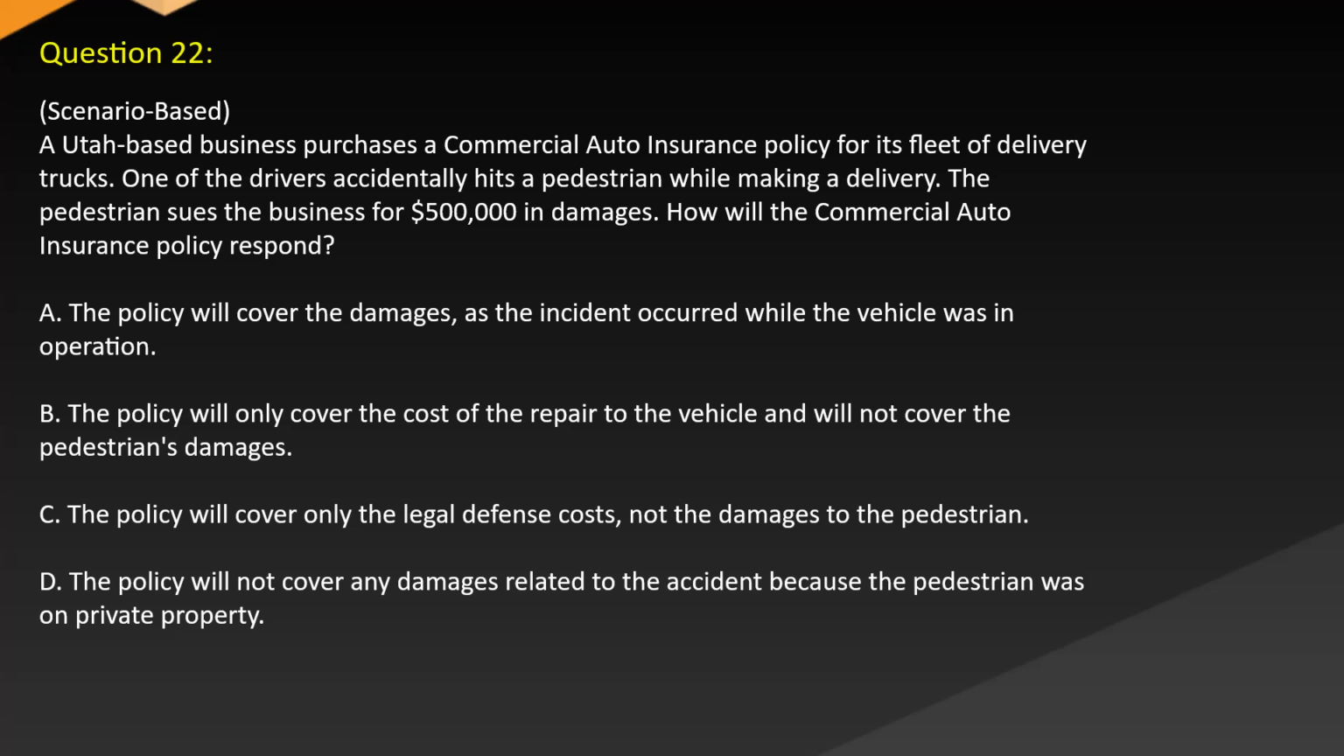Question 22. Scenario-based. A Utah-based business purchases a commercial auto insurance policy for its fleet of delivery trucks. One of the drivers accidentally hits a pedestrian while making a delivery. The pedestrian sues the business for $500,000 in damages. How will the commercial auto insurance policy respond? A. The policy will cover the damages as the incident occurred while the vehicle was in operation. B. The policy will only cover the cost of the repair to the vehicle and will not cover the pedestrian's damages. C. The policy will cover only the legal defense costs, not the damages to the pedestrian. D. The policy will not cover any damages related to the accident because the pedestrian was on private property.